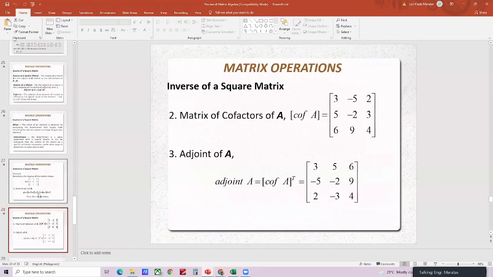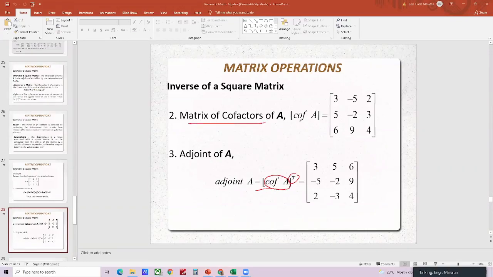Okay, we're done with the determinant. So now is to get the adjoint. Remember, the adjoint is the transpose of the matrix of cofactors. So you get the cofactor matrix, then you get the transpose. To get the transpose, not a problem. You simply interchange the rows and the columns.